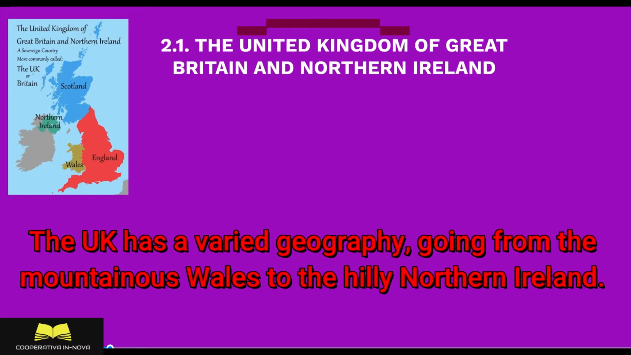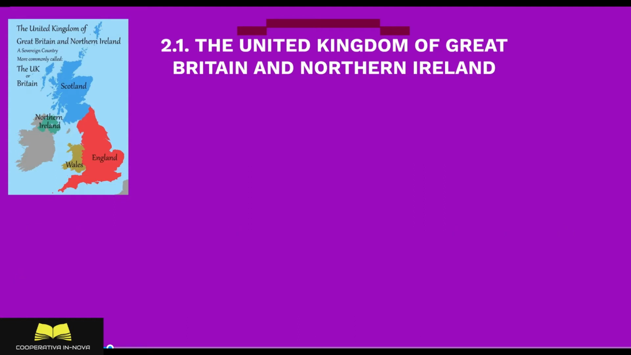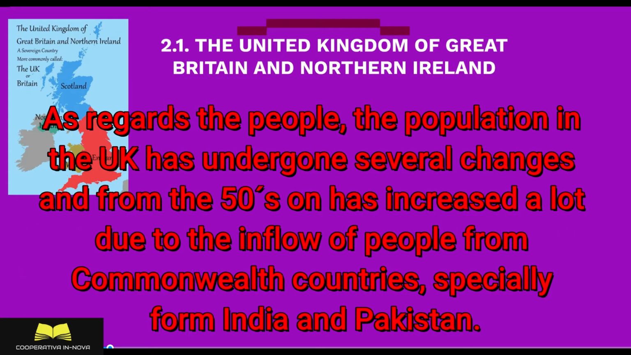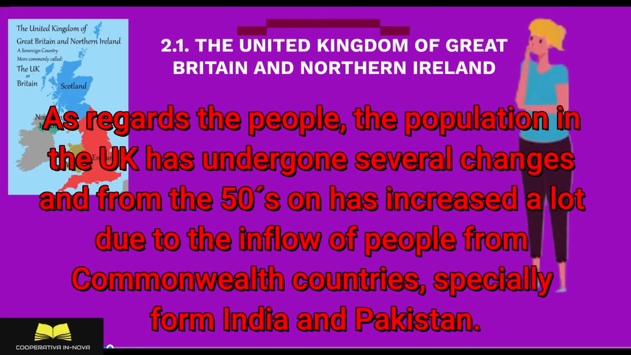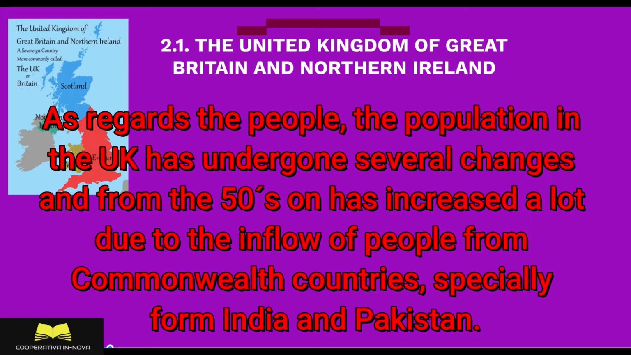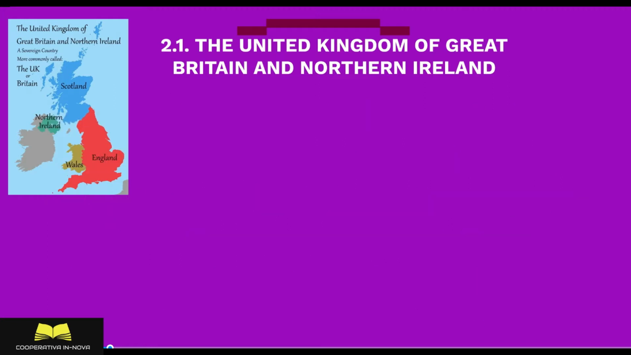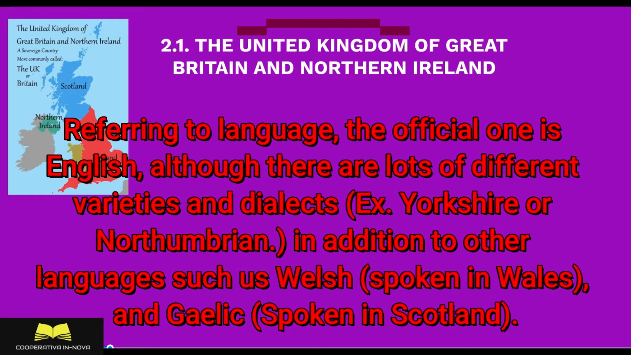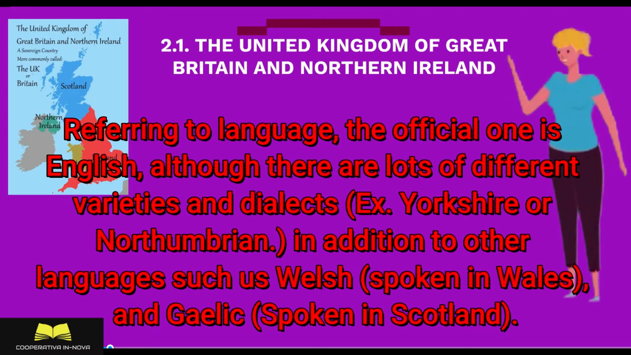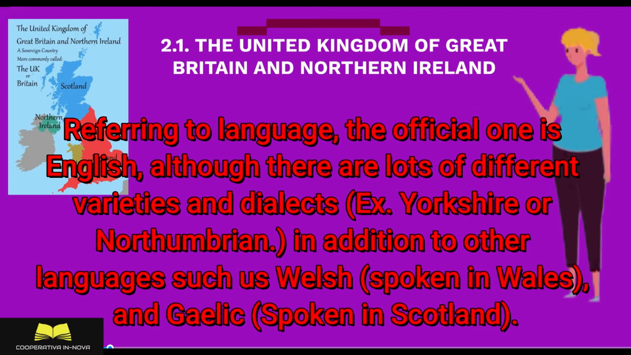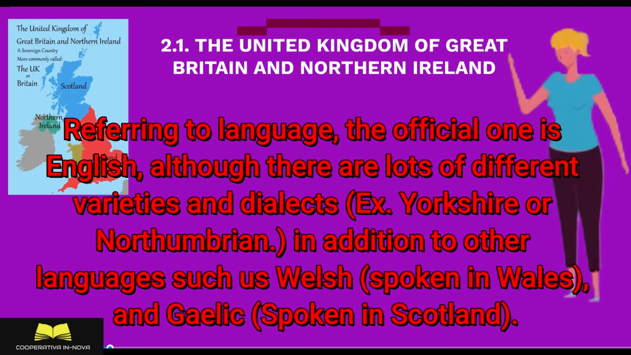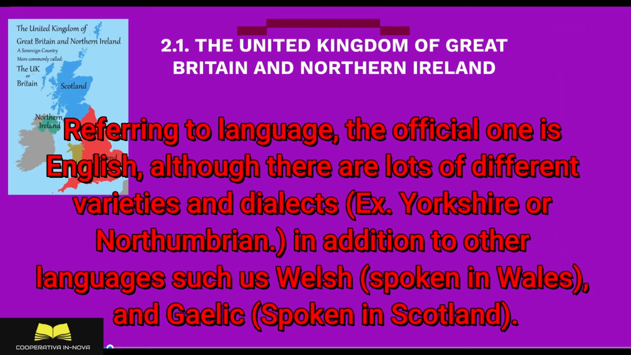The UK has a varied geography, going from the mountainous Wales to the hilly Northern Ireland. As regards the people, the population in the UK has undergone several changes and from the 50s on has increased a lot due to the inflow of people from Commonwealth countries, especially from India and Pakistan. Referring to language, the official one is English, although there are lots of different varieties and dialects, for example Yorkshire or Northumbrian, in addition to other languages such as Welsh, spoken in Wales, and Gaelic, spoken in Scotland.